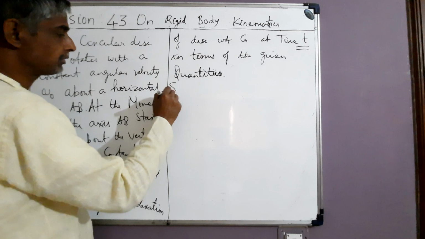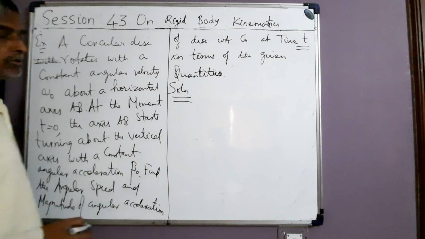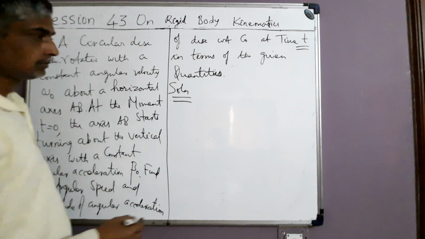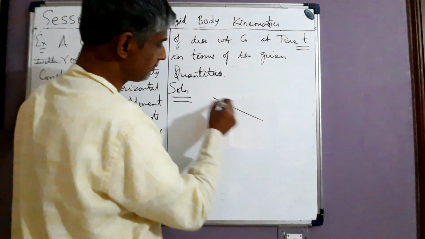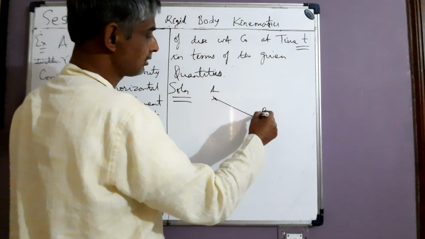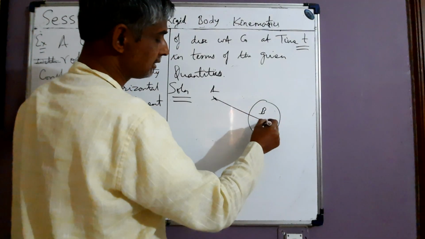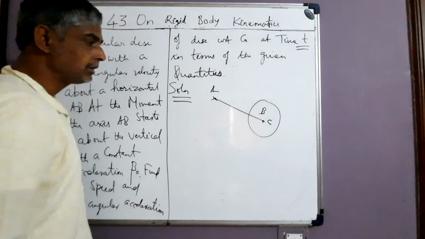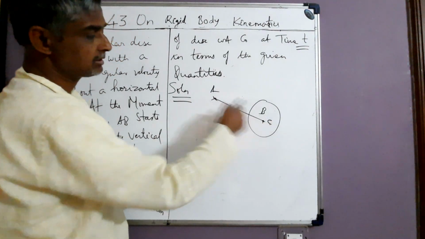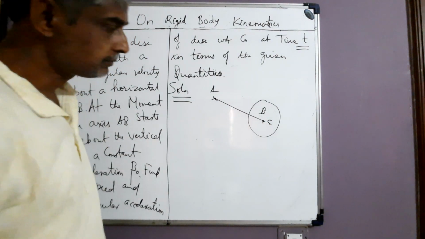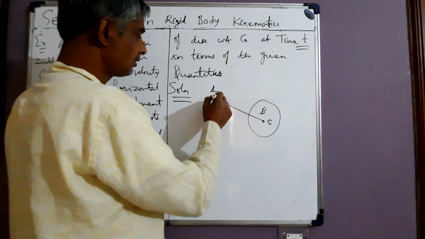So this is the solution. First, I draw the diagram of the situation. See, this is the horizontal axis AB. This is the disk. The center C of the disk coincides with point B. This AB is horizontal, drawn in 3D view. This is the vertical line.